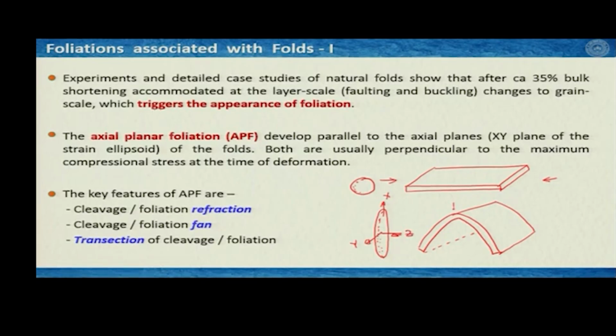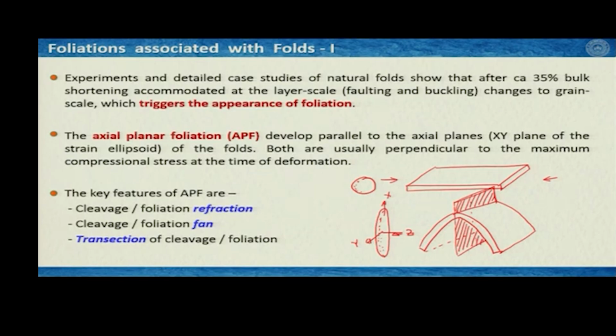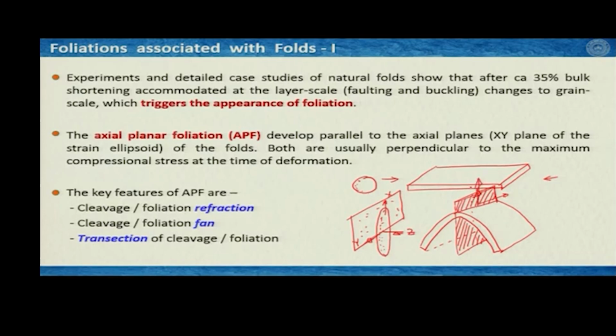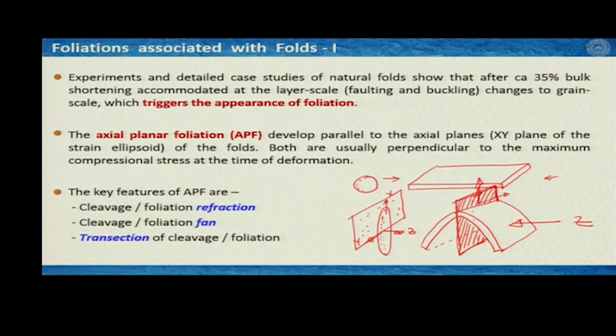So, axial planar cleavage would form in this manner, or there will be a series of lines. You clearly see this axial planar cleavage plane, which I am now making some hatches. This plane is actually parallel to the xy plane of the strain ellipsoid. Whether this is the x direction or that one is the x direction, we would figure out later, but in this case, as I have drawn, this is the x direction, and essentially this is your z direction and this is your xy plane. So, axial planar foliation, in most cases, is parallel to the xy plane of the local strain ellipsoid, and both axial planar cleavage and the xy plane are generally perpendicular to the maximum compressive stress at the time of deformation.